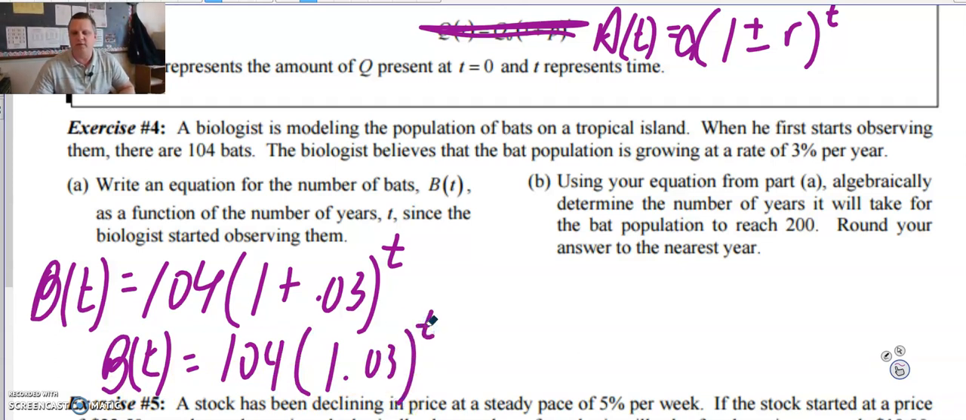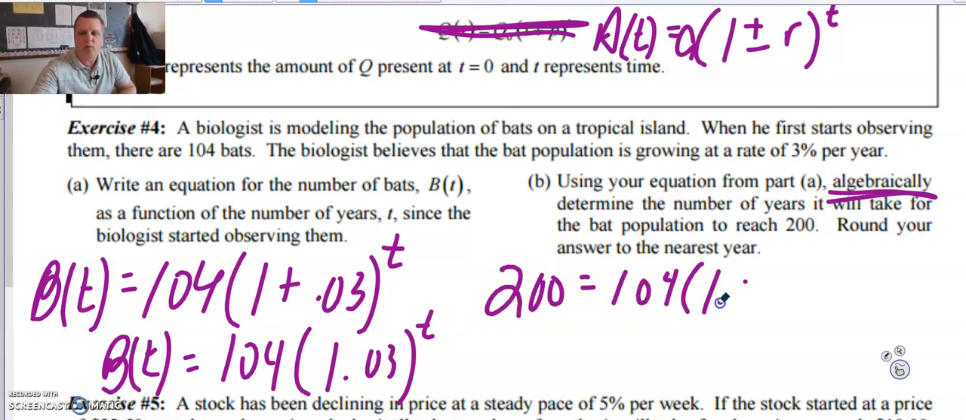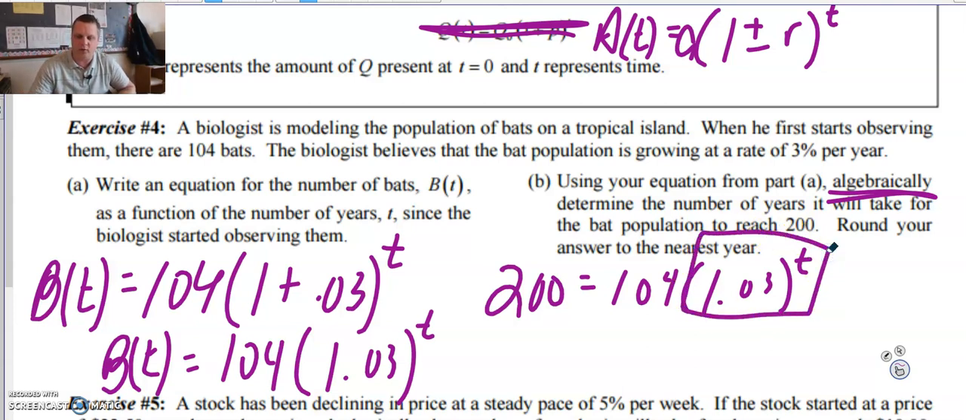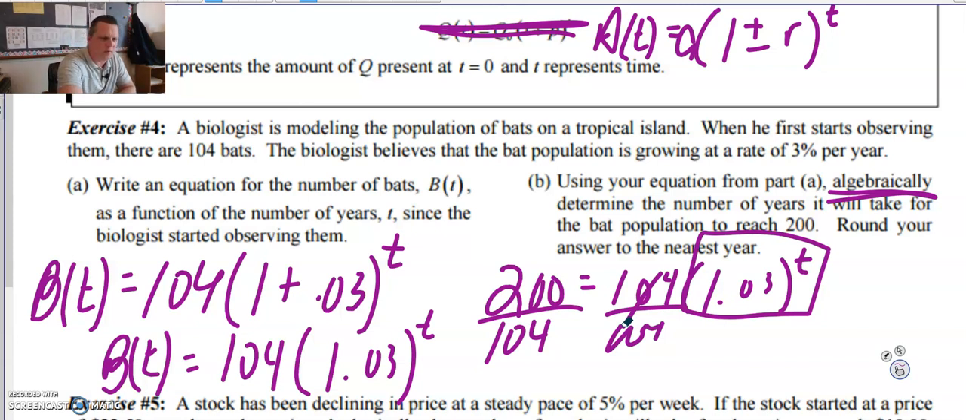Using your equation from part A, determine algebraically the number of years it will take for the bat population to reach 200. So 200 equals 104 times 1.03 to the t. Now you have to solve for the t. So that means we need to get the 1.03 raised to the t by itself, so we need to divide both sides by 104. Divide both sides by 104, therefore it's gone. I'm going to run out of space, so I'm going to go to a new page here.